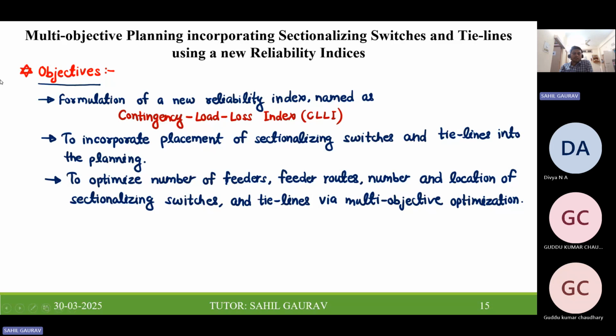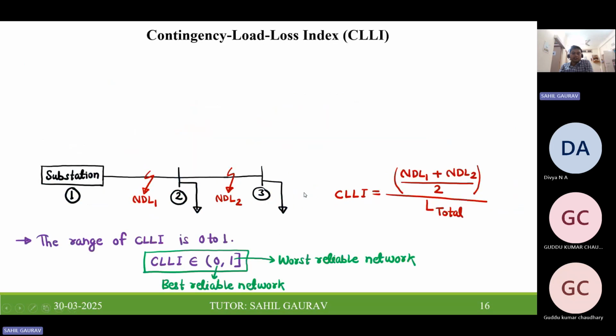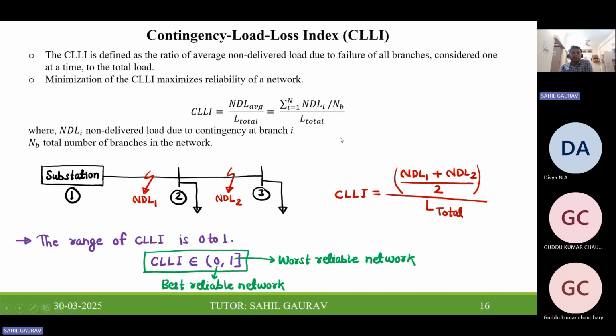You can refer to Sanjeev Ganguly sir's paper where he has introduced the contingency load loss index. I just forgot to put it as a reference, but you can take the reference from the lecture number 26. So these are the objectives of his research paper, and he has introduced the contingency load loss index.